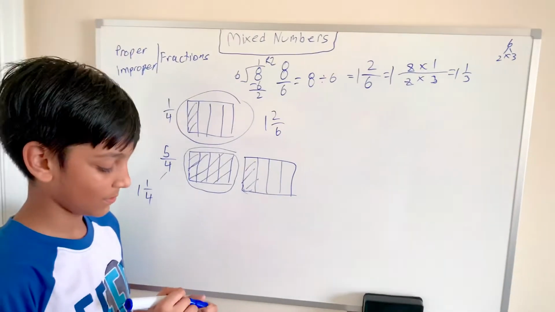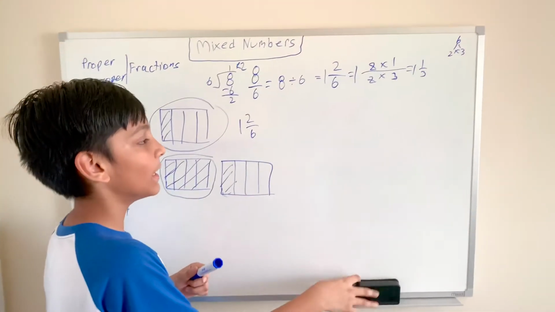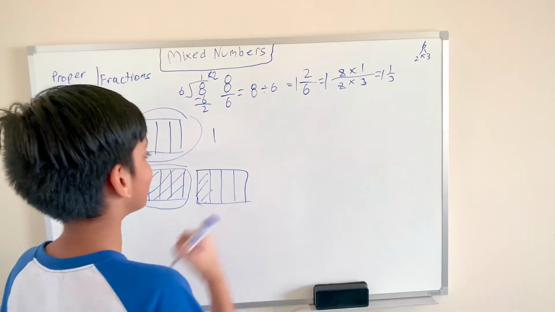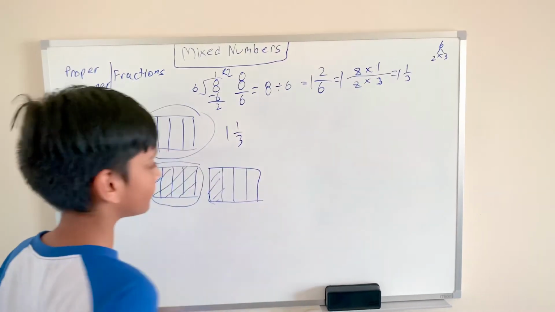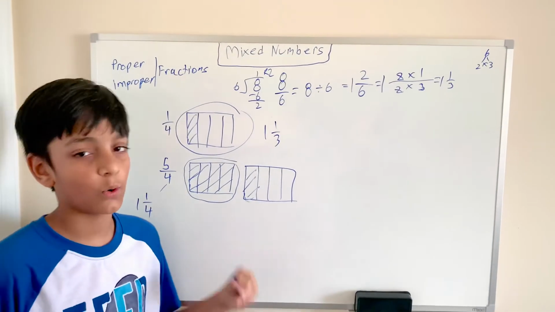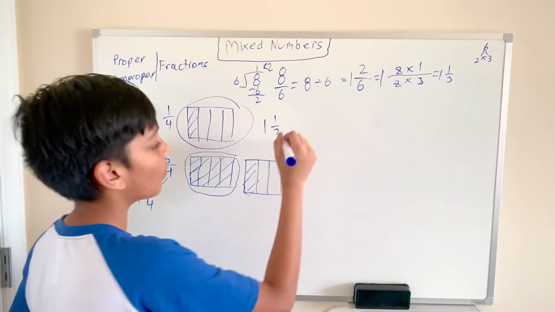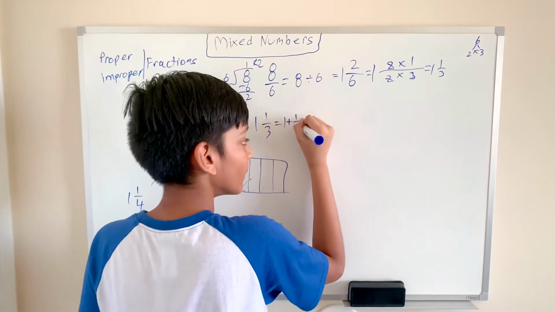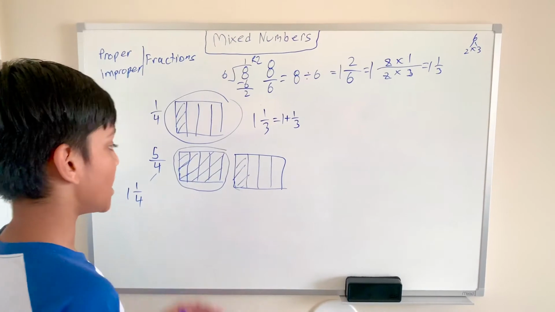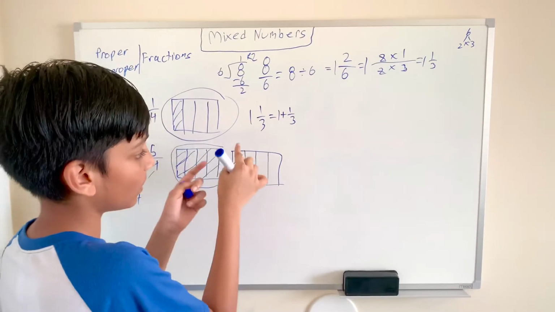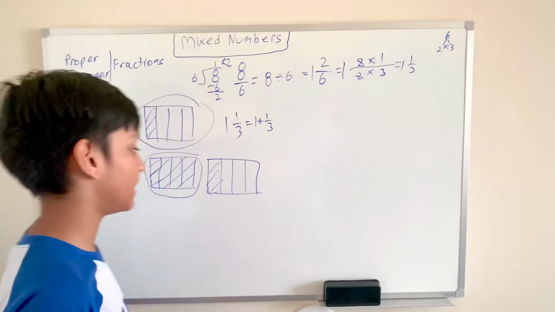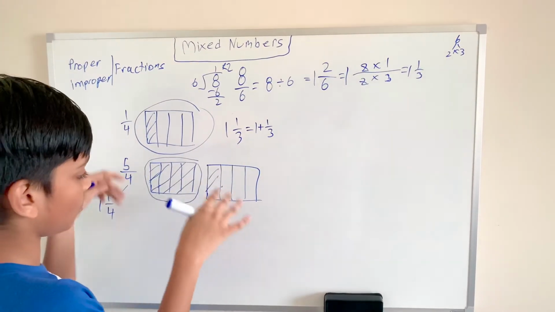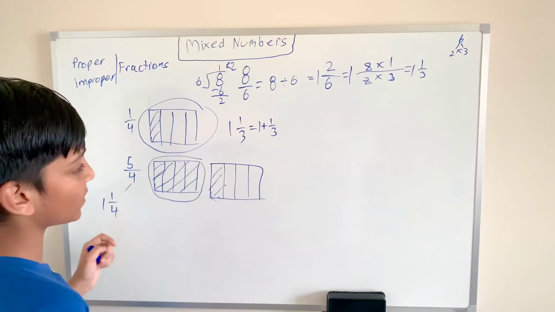Okay, so our mixed number has now been turned into 1 1/3. So how do we do this? What you could do is write 1 plus 1/3 first, because that's what it is. It's just 1 whole plus the 1/3. Just like over here, just 1 whole, and then plus 1 1/4.